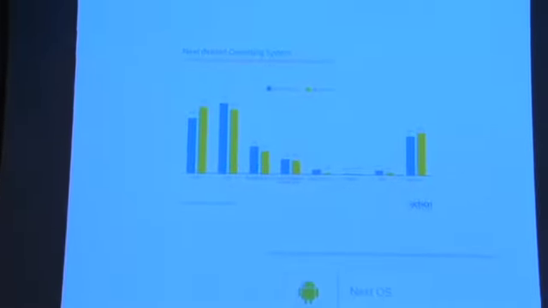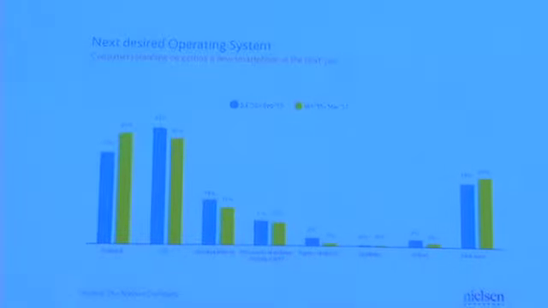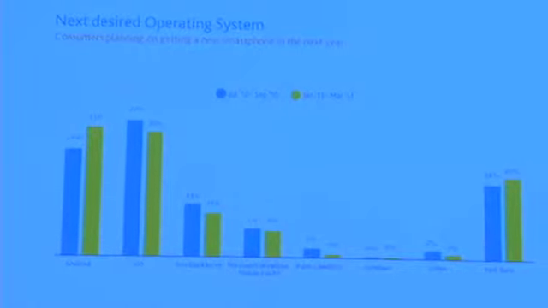Now, last year, I was trying to find some more recent data than this, but last year, Nielsen released this graph, which is the next desired operating system, which I think was kind of an interesting addition of data in combination with some of the graphs that we just saw. And in this case, what we're looking at is the comparison. There's two colors here, blue and yellow. Blue is on the left. The blue color represents data from July 2010 through September 2010, and yellow represents data from January 2011 through March 2011.